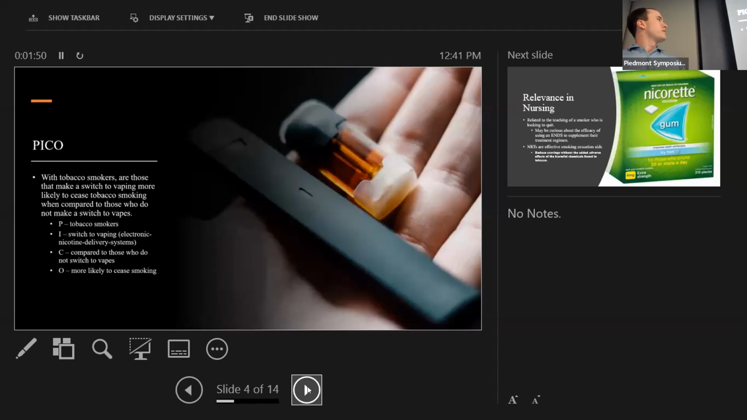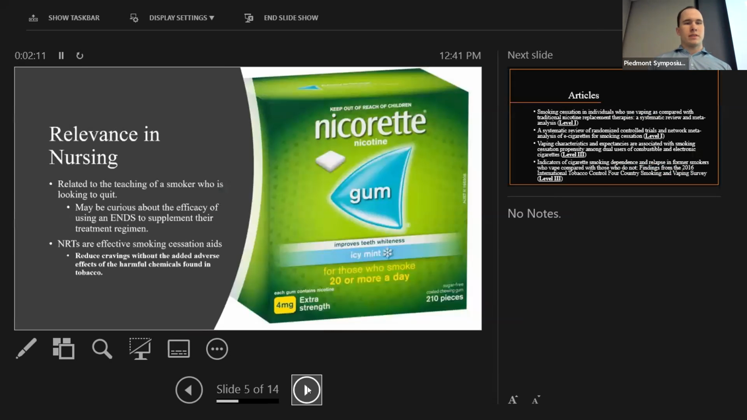So that brings us to my PICO, which is: with tobacco smokers, are those that make a switch to vaping more likely to cease tobacco smoking when compared to those who do not make a switch to vapes? So population is tobacco smokers, we're looking at them making a switch to vaping and just seeing if they're more likely to stop smoking.